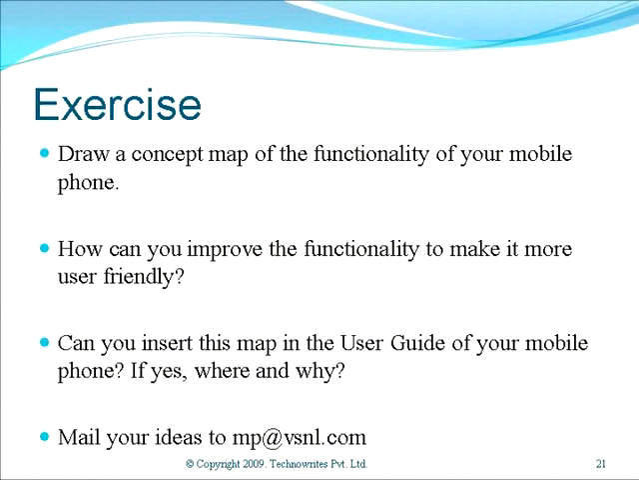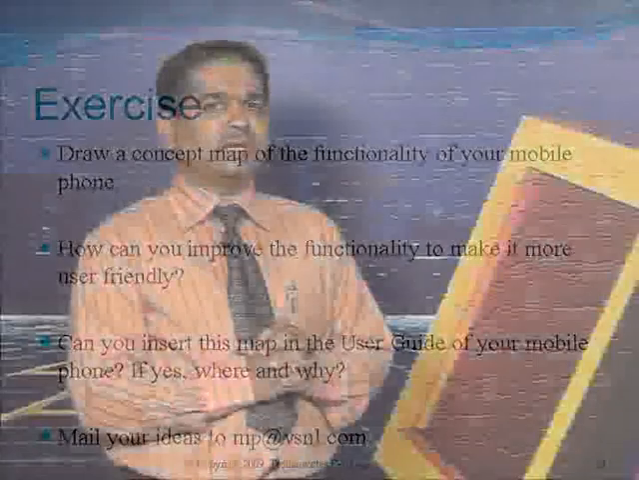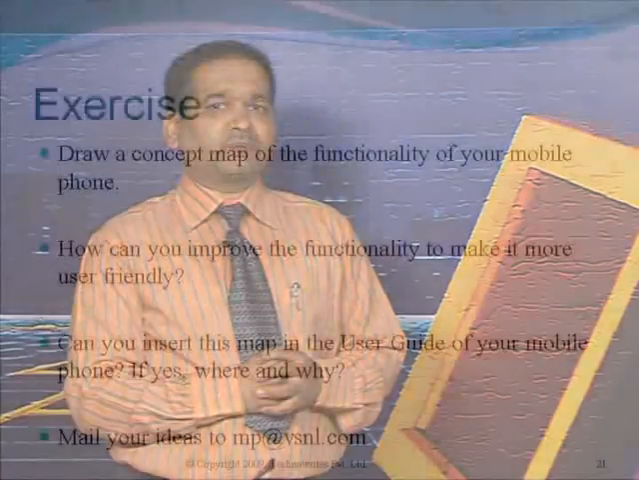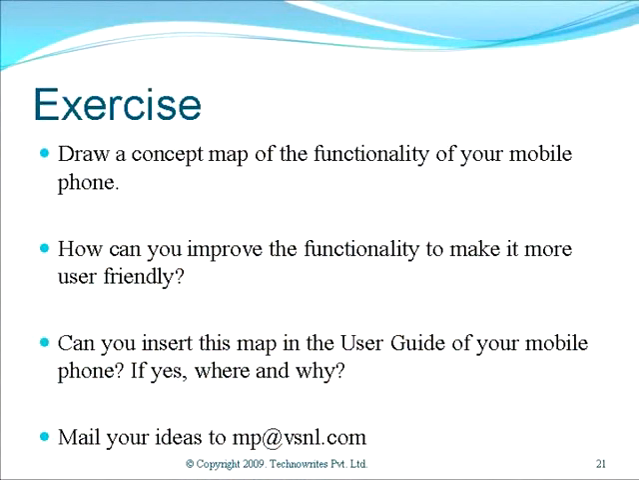We'll end this session with an exercise. The exercise is to draw the concept map of the functionality of a mobile phone that you could be having, or anybody else around you could be having, maybe your friend, maybe one of your family members. It doesn't stop at that. After you have drawn the concept map, you have to work on the concept map and think whether you could actually improve the functionality of the mobile phone itself by modifying, rearranging or adding or deleting some of the concepts. Finally, you'll also have to think whether you can insert the concept map that you have drawn in the user guide of that mobile phone, and if yes, where and why. Why would you insert it in that particular location?